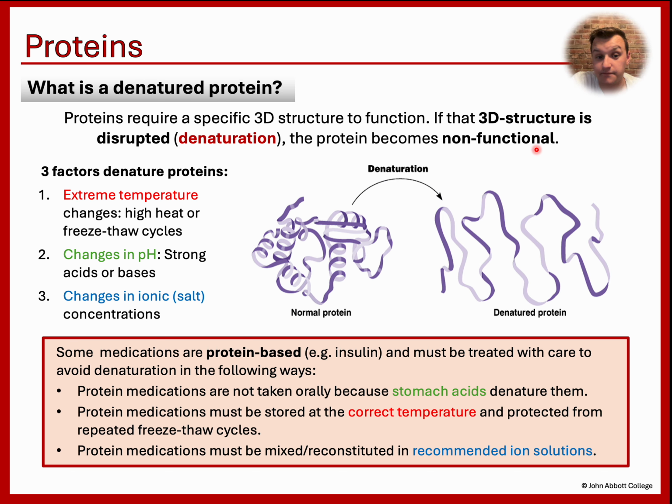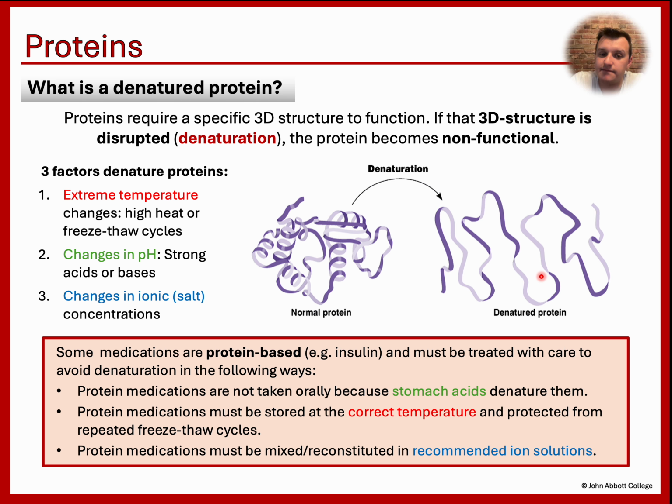It cannot work. So over here you have a normal protein that has this shape because of the amino acids in it. And if you denature it, unfold it into the spaghetti form, right? This is the nice compact form. If you unfold it into spaghetti form, then it's denatured, okay? And 3 factors can denature proteins, right? So extreme temperature can change proteins. High heat or different freeze and thaw cycles, changes between temperatures, can denature a protein.